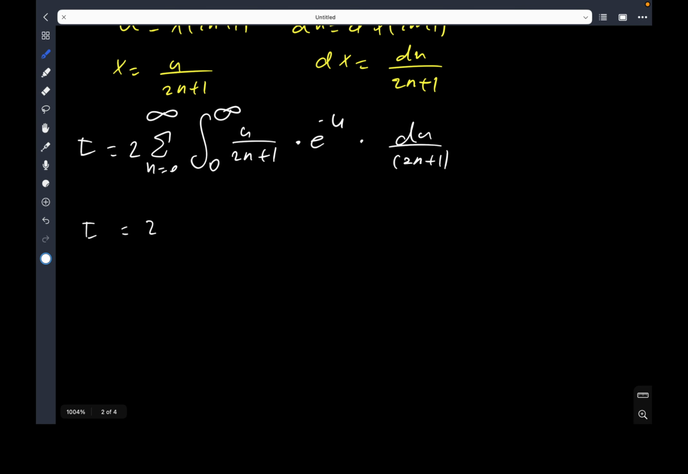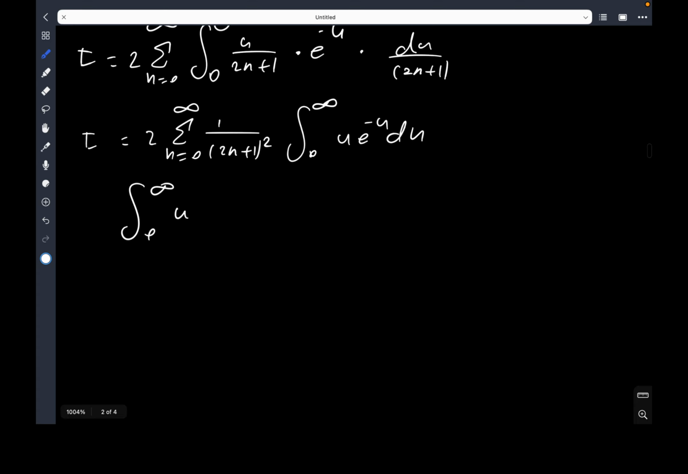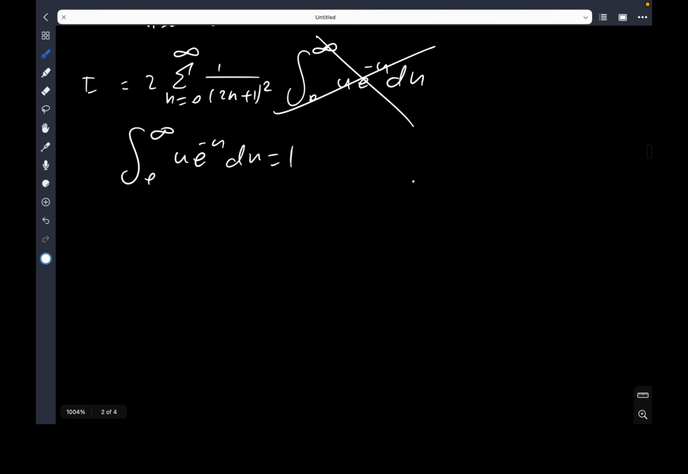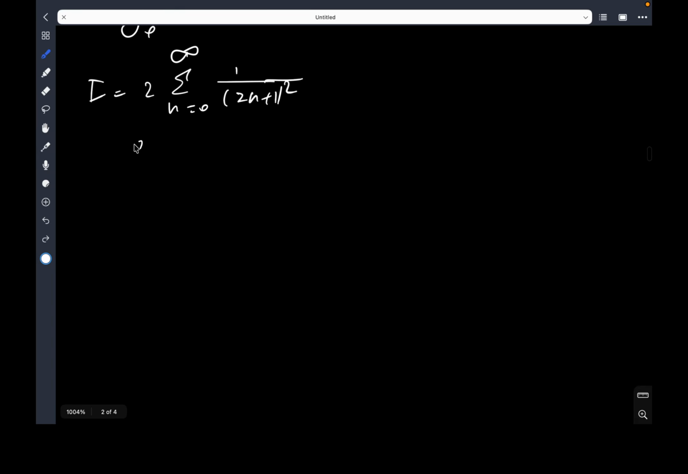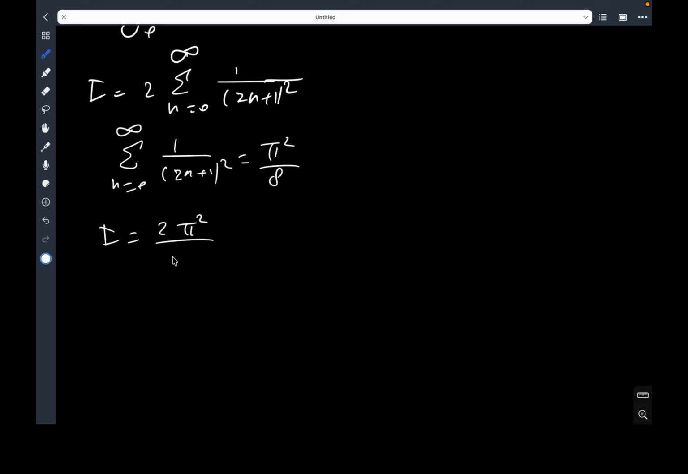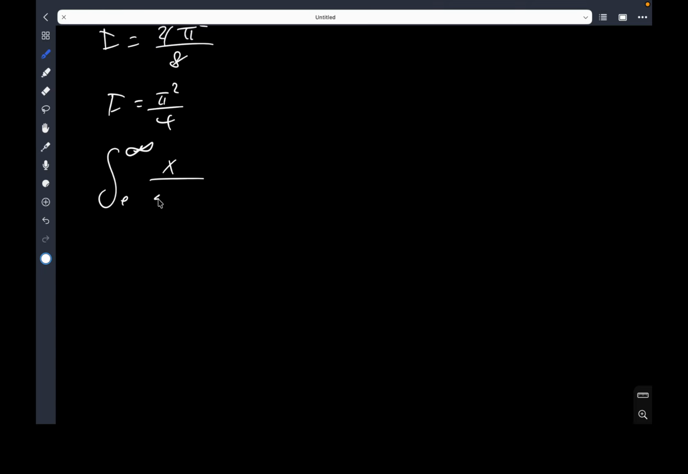And my I is going to be the infinite sum from 0 to infinity of 1 over 2n plus 1 squared, times the integral from 0 to infinity of u e to the negative u du. If you calculate this integral by integration by parts, you'll find that it is indeed equal to 1. Thus I can suppress it here and say my integral is twice the infinite sum of 1 over 2n plus 1 squared. This infinite sum is another form of the Basel problem, related to the Riemann zeta function, and it is equal to pi squared over 8. So my I is 2 times pi squared over 8, which is pi squared over 4, which means the integral from 0 to infinity of x over sinh of x dx is pi squared over 4.